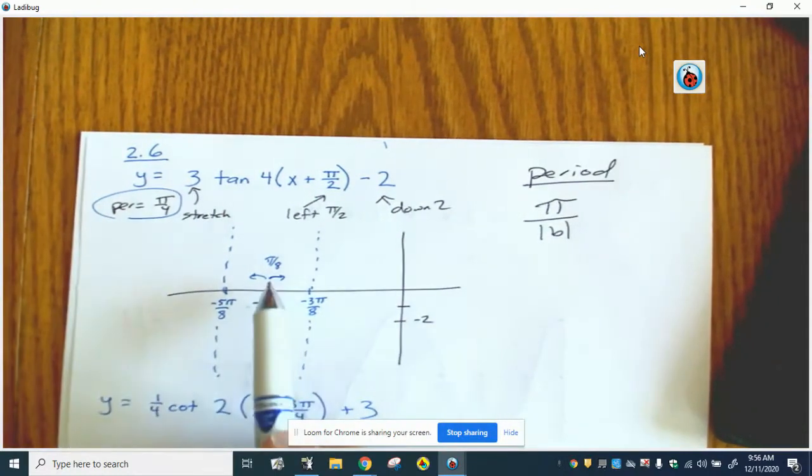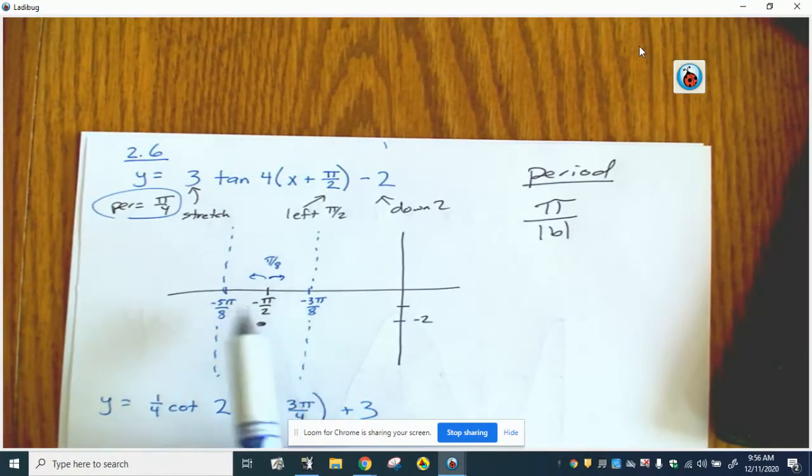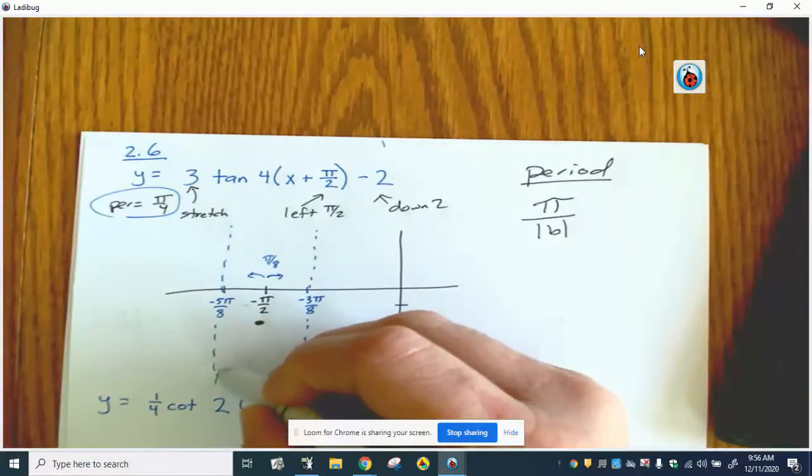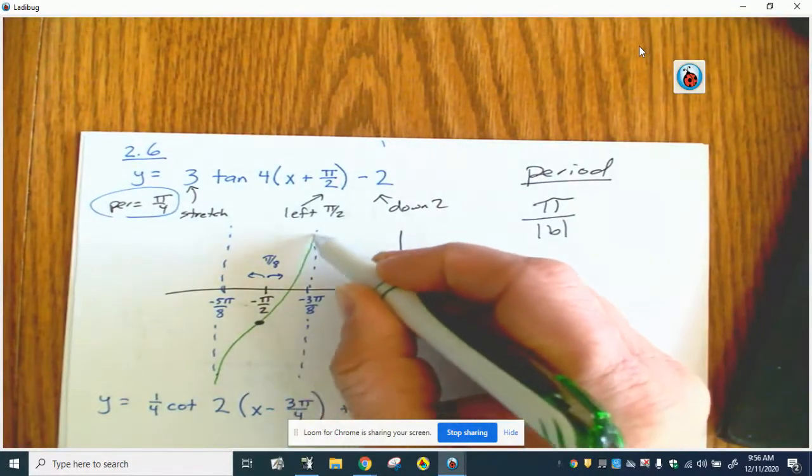So remember, tangent is the only one that's different, that you start in the middle and work your way out. You're going to go half of your period in both directions. Okay? And then you can draw your curve. This is a tangent curve. It's a little straighter than normal. It would look like that.